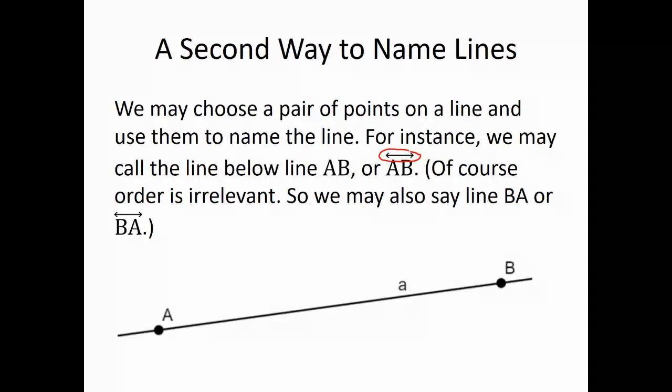Do note that the order of the points is irrelevant in a line name. So we could also call this line BA, or we could put B and A together with the line symbol on top, as you see.